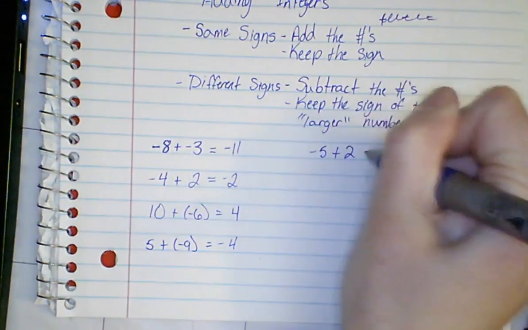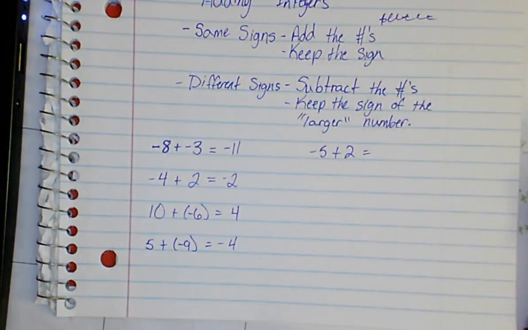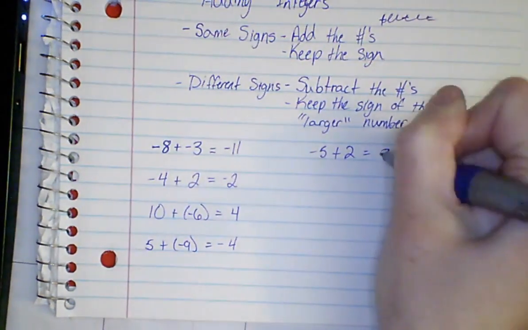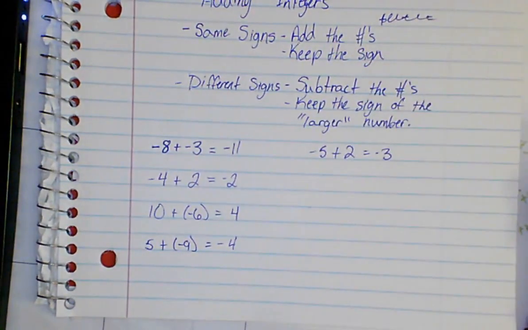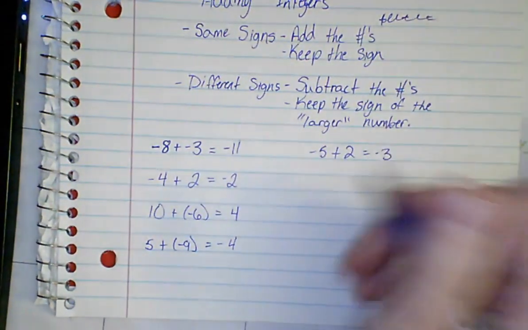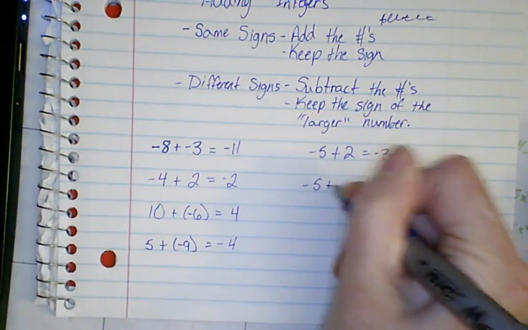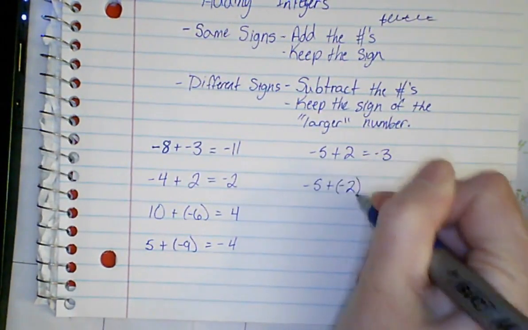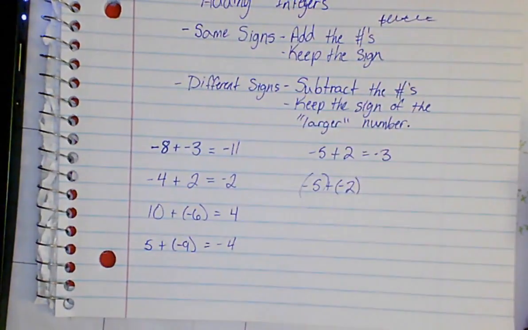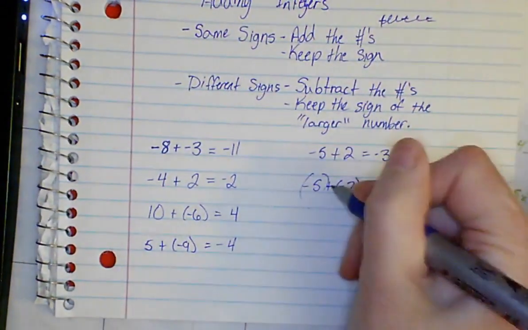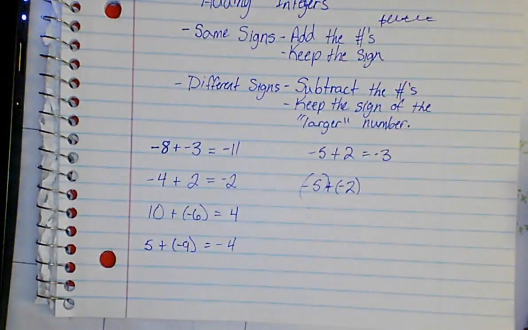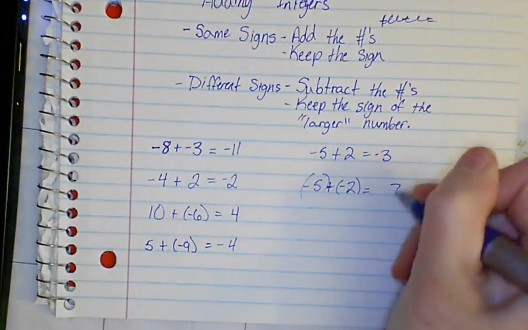Negative 5 plus 2. Different signs, we find the difference. 5 minus 2 is 3. Keep the sign of the bigger number. Negative 5 plus negative 2, the signs are the same, so 5 plus 2 is 7, and you keep the sign of the numbers.